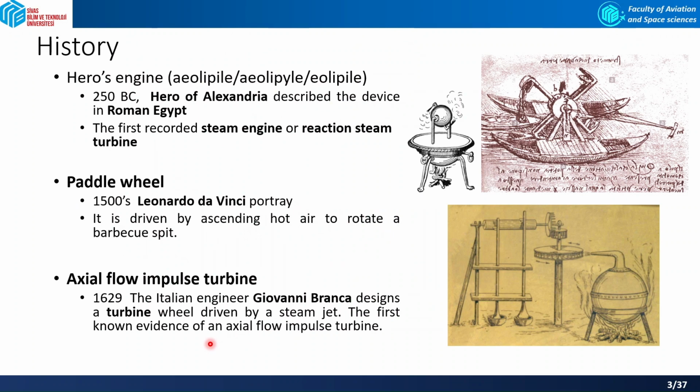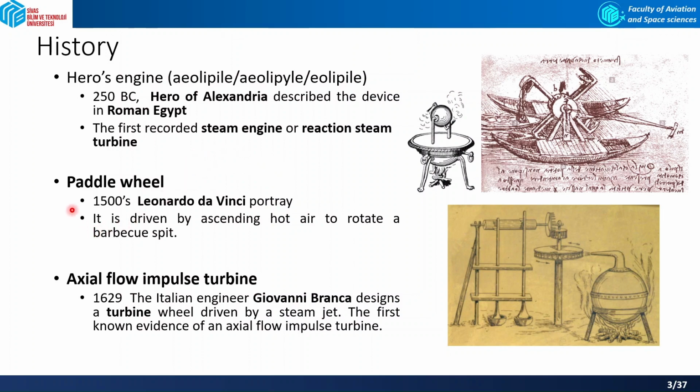If we look at the history of propulsion, it goes back to 250 BC. It's Hero's engine, or Aeolipile. You can see it here. Hero of Alexandria described this device in Roman Egypt, and this was the first recorded steam engine or reaction steam turbine of the time.